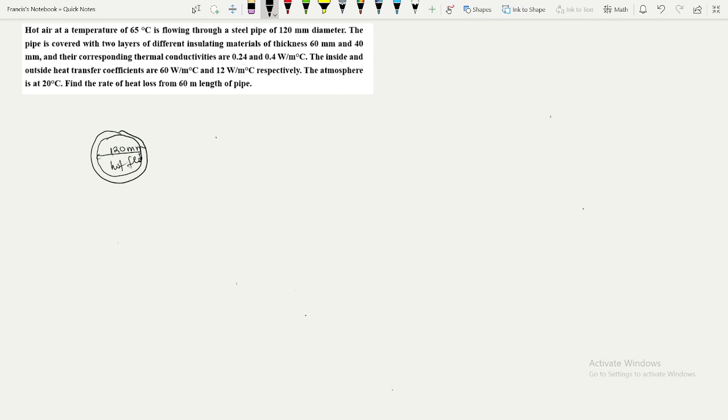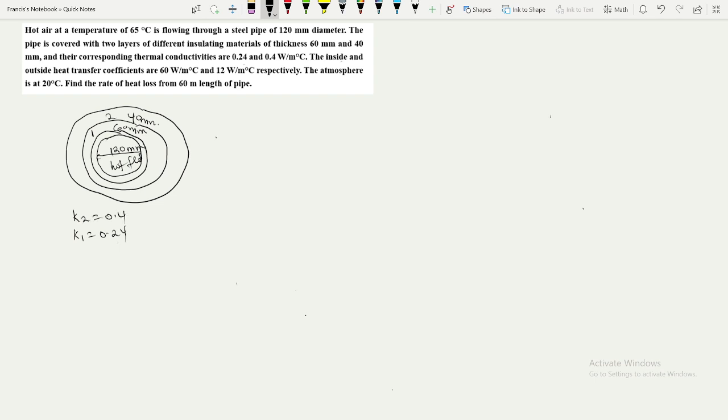The pipe is covered with two layers of different insulating materials of thickness 60 millimeters. So this is the first layer. Let me call it one, 60 millimeters. And then the second one is layer two, 40 millimeters. And their corresponding thermal conductivities: K1 is 0.24, K2 is 0.4.